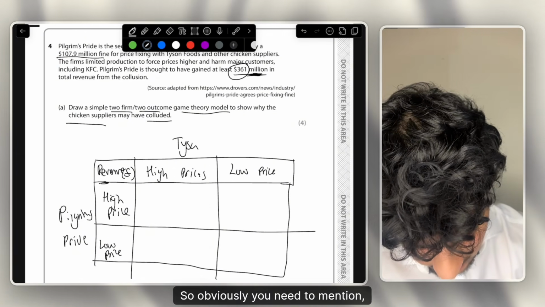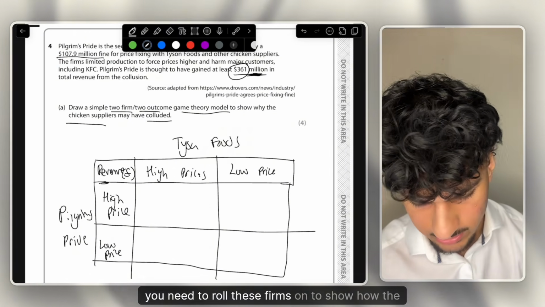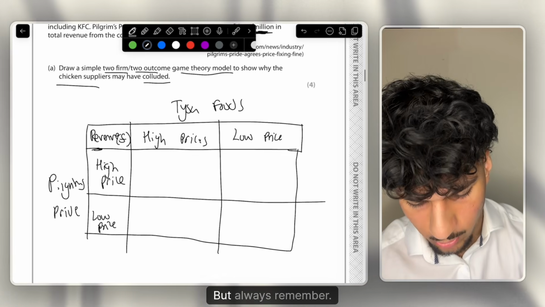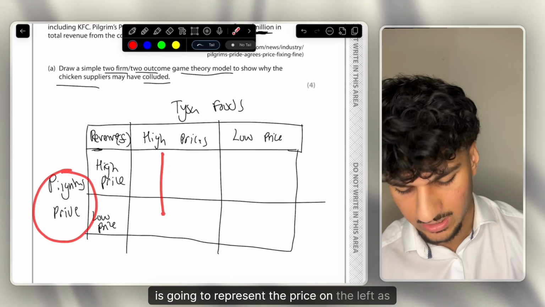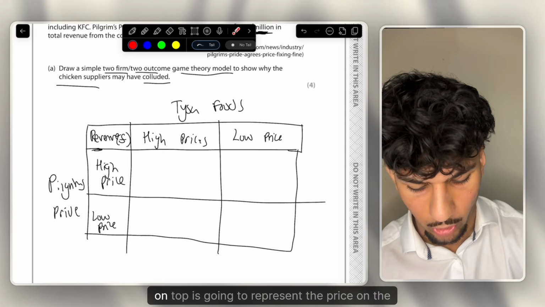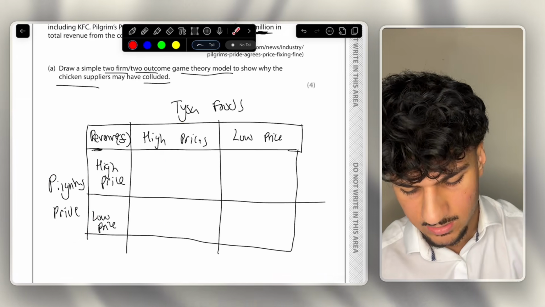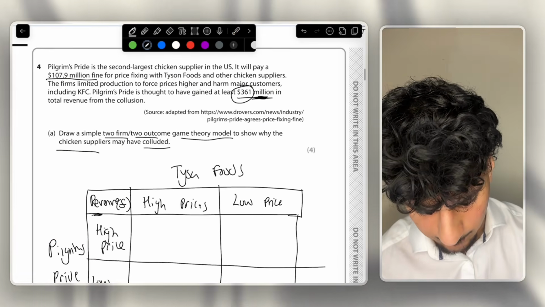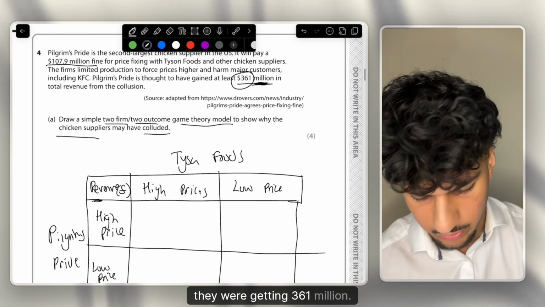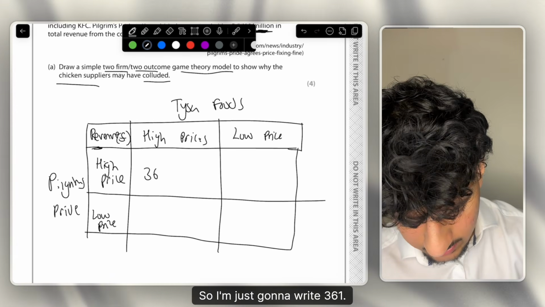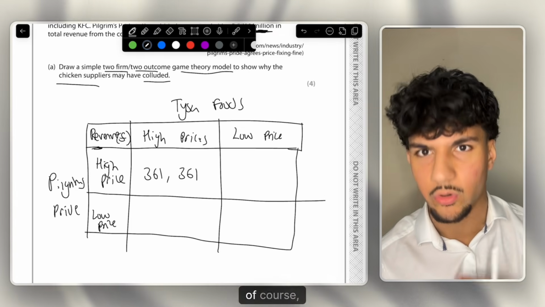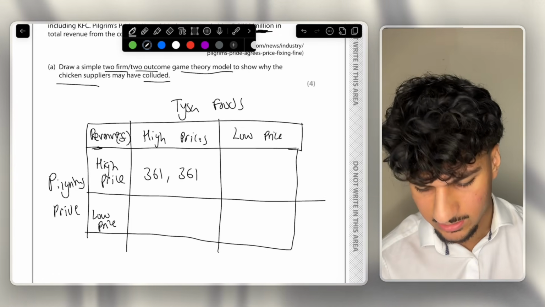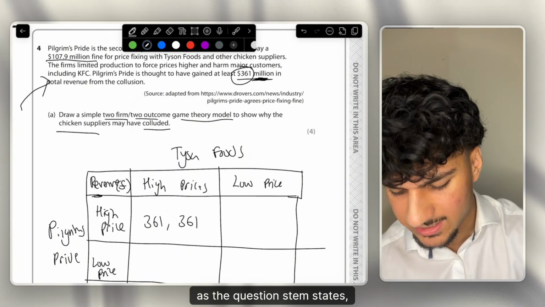So obviously you need to label these firms to show how the game theory diagram works. But always remember, the firm on the left represents the price on the left, and the firm on top represents the price on the right. The high price, in terms of revenue, was 361 million. So I'm just going to write 361 here, and that's if they both selected the high price, which of course is if both firms colluded, which as the question stem states, they did.